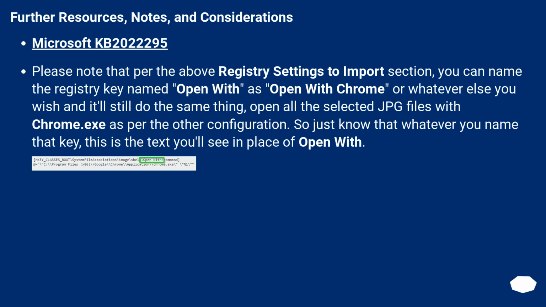Further resources, notes, and considerations. Microsoft KB 20222295. Please note that per the above registry settings to import section, you can name the registry key named Open With as Open With Chrome or whatever else you wish and it'll still do the same thing: open all the selected JPG files with chrome.exe as per the other configuration. So just know that whatever you name that key, this is the text you'll see in place of Open With.